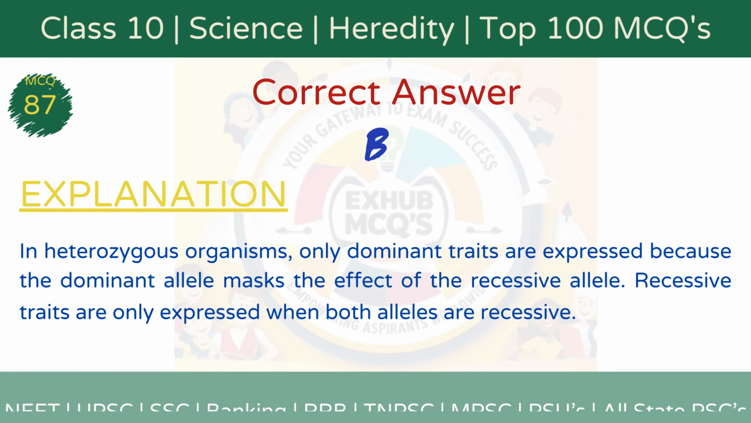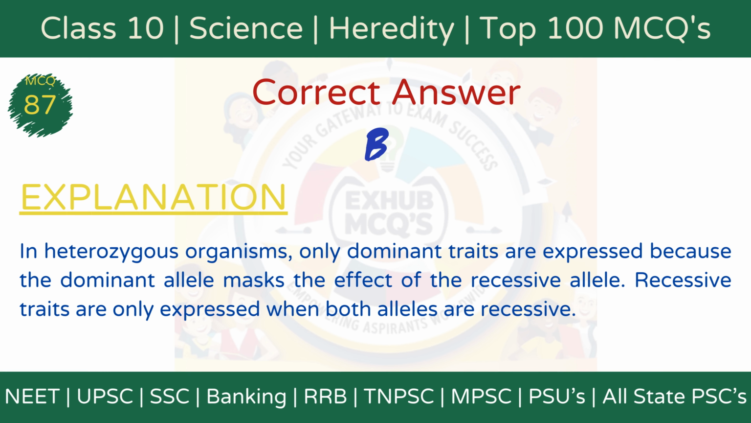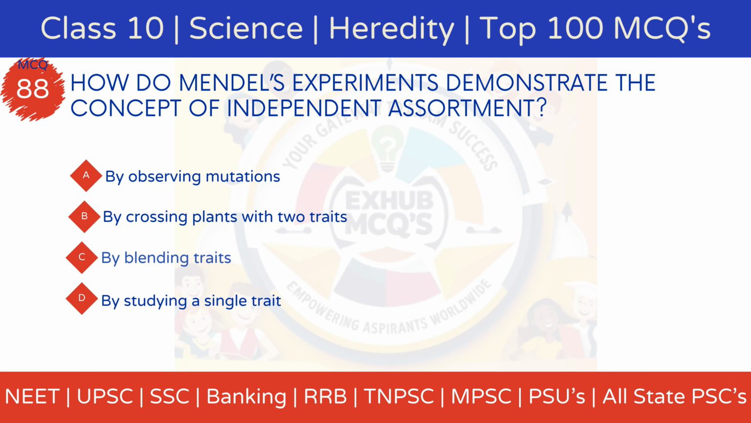The correct answer is option B, only dominant traits. Explanation: in heterozygous organisms, only dominant traits are expressed because the dominant allele masks the effect of the recessive allele. Recessive traits are only expressed when both alleles are recessive. MCQ 88. How do Mendel's experiments demonstrate the concept of independent assortment?